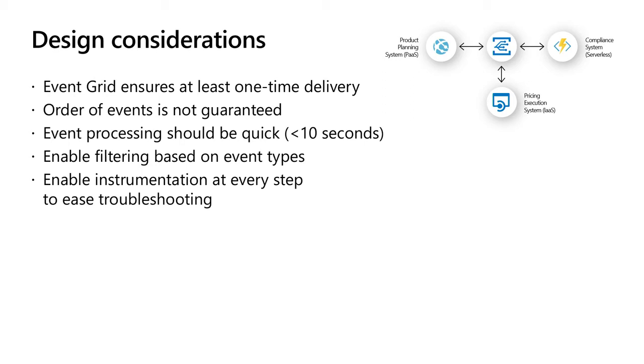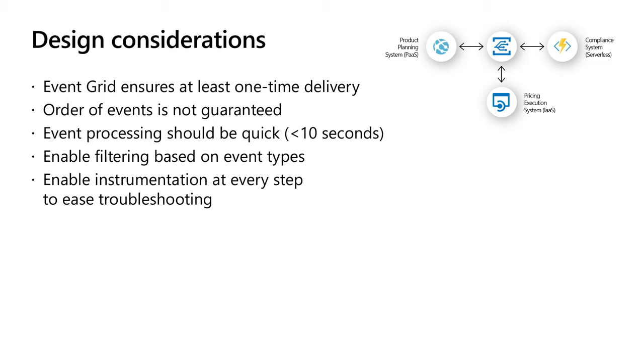Enable filtering based on event types. Whenever events are coming in, filtering is available at every subscriber level. You want to ensure that you don't keep listening to every single event that's coming out there. You are interested in only X number of events, and your event handler will have to be triggered only for those events. You can easily configure all of that from the Azure portal itself.